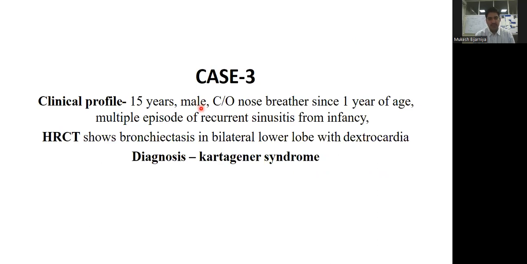The next case is a 15-year-old male who complained of being a nose breather since 1 year of age, with multiple episodes of recurrent sinusitis from infancy. On history taking, there was a history of dextrocardia. Then we went for HRCT showing bilateral lower lobe bronchiectasis. Then the final diagnosis is Kartagener syndrome.